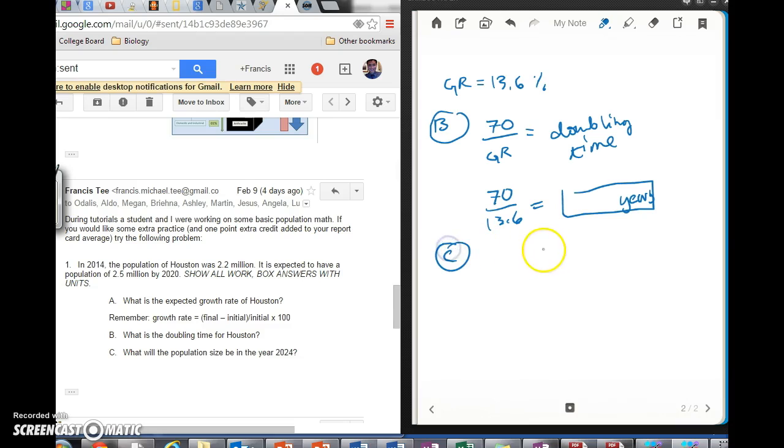In part C, what will the population size be in the year 2024? Alright, so when going from 2014 to whatever this doubling time is, to 2024, this is going to be kind of your hint. You have to figure out B to solve for C and see how many doubling times there are.